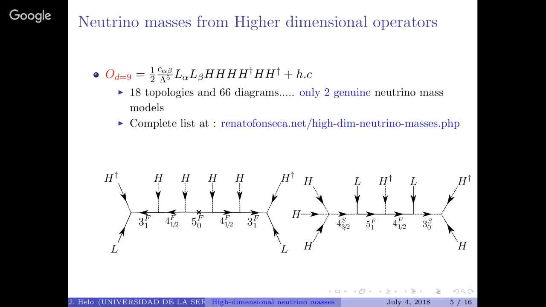We analyze systematically all tree-level decompositions of the dimension 9, dimension 11, and dimension 13 neutrino mass operators with the same logic as before, trying to find genuine models. The complete list of diagrams can be found at this link in the webpage of Renato Fonseca. For dimension 9, we found 18 topologies and 66 diagrams. However, among all these, there are only 2 genuine neutrino mass models, which are shown in these figures. These models are genuine; therefore, the tree-level dimension 5 or dimension 7 diagrams, or the 1-loop dimension 5 diagrams, are absent only due to the particle content, without imposing any discrete symmetry.